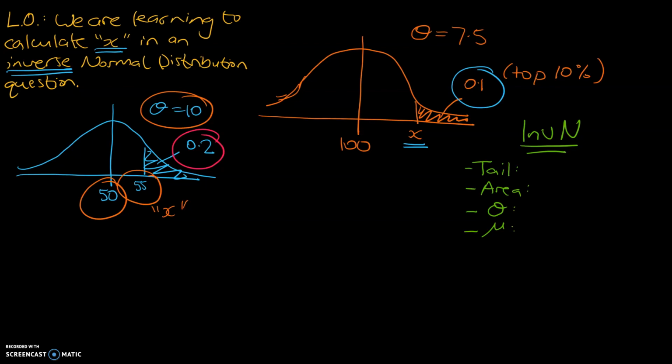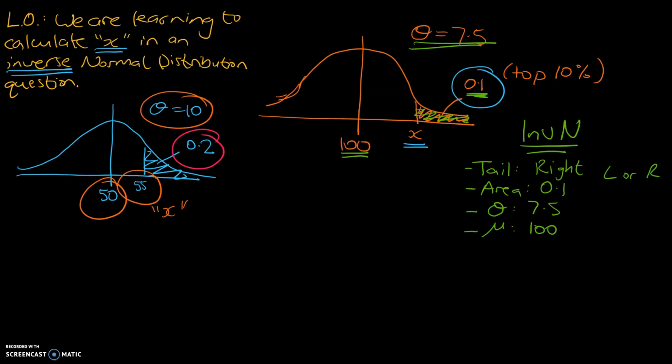So the first thing we've been asked to enter in is the tail, and the tail normally means is it the left or the right? And in our case, we can clearly see we're looking at the right tail of our data. The area, that relates to the probability of the area you're looking for. So that's 0.1 because the top 10%, the area we're interested in, had a probability of 0.1. The standard deviation, we were told that was 7.5, and our mean in the middle, 100.